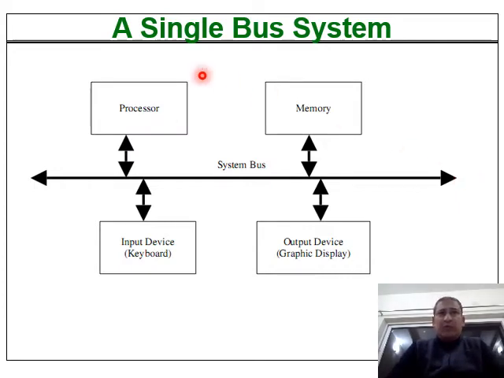of the computer. We have the processor over here, we have the memory over here. Memory, if you remember, is the primary memory, the RAM and ROM. Then we might have certain input devices and certain output devices, and all of these devices are connected to each other through this system bus.